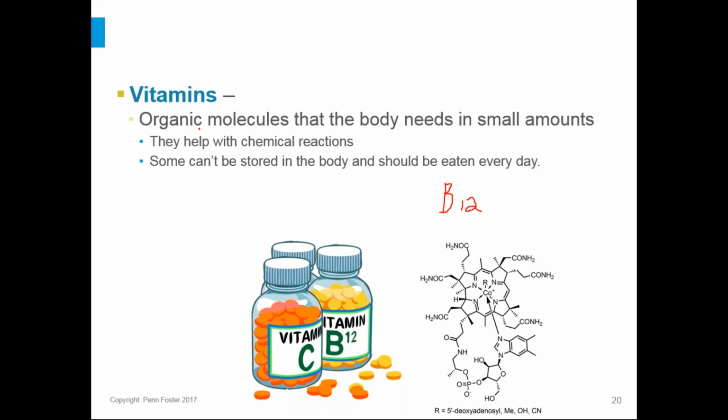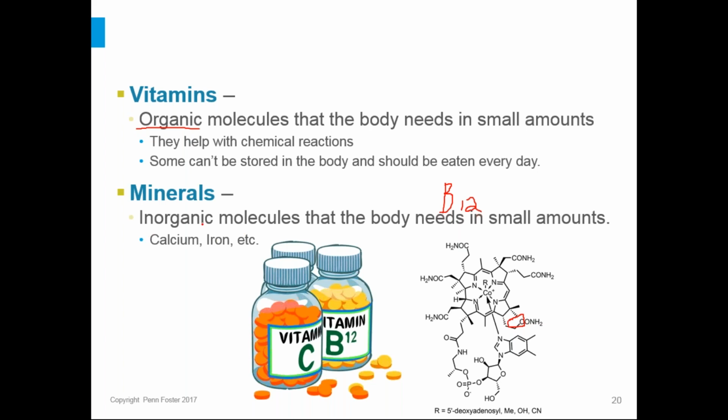That was the difference between vitamins and minerals. So vitamins are organic, and that means they're molecules that have carbon atoms in them. Okay, they have carbon, and again, they're usually kind of complex. Minerals, however, are inorganic molecules, so they do not have carbon, and they are also just molecules that your body needs in small amounts, but they might be a little bit less complex. Things like calcium and iron, those are just elements, but your body uses them inside of more complex molecules.